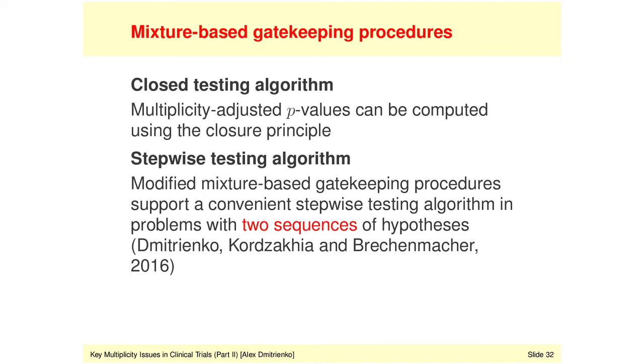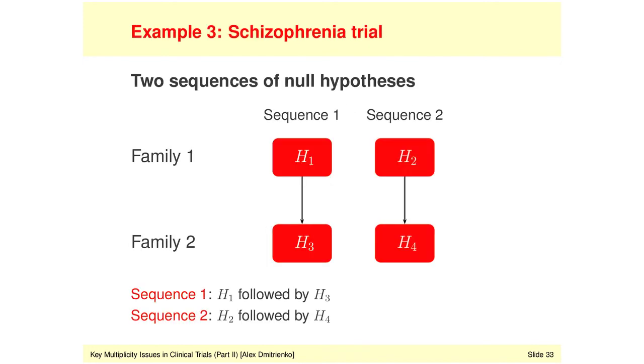In this section, I will define a stepwise testing algorithm for a modified mixture-based gatekeeping procedure using example 3. This slide shows a familiar diagram for example 3 that places the individual null hypotheses of interest by family. They're organized vertically by family. The top two hypotheses H1 and H2 are included in the primary family. The bottom two hypotheses H3 and H4 are included in the secondary family.